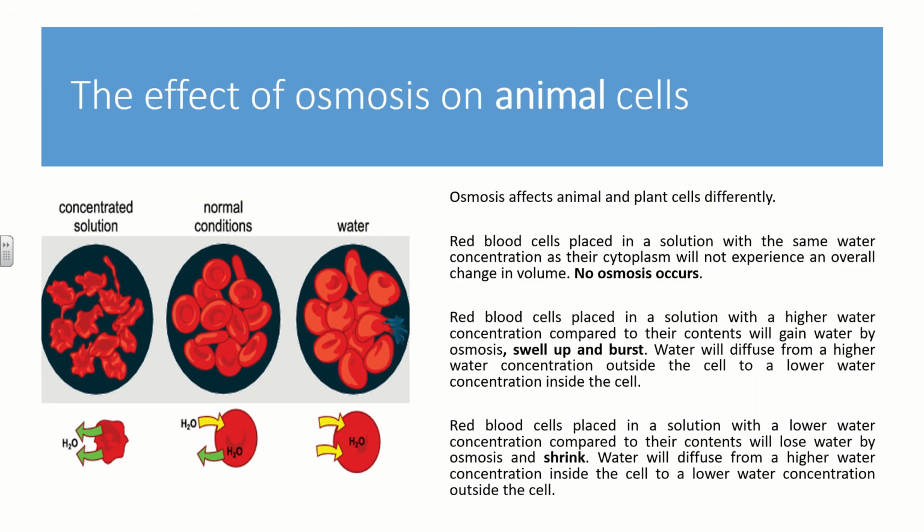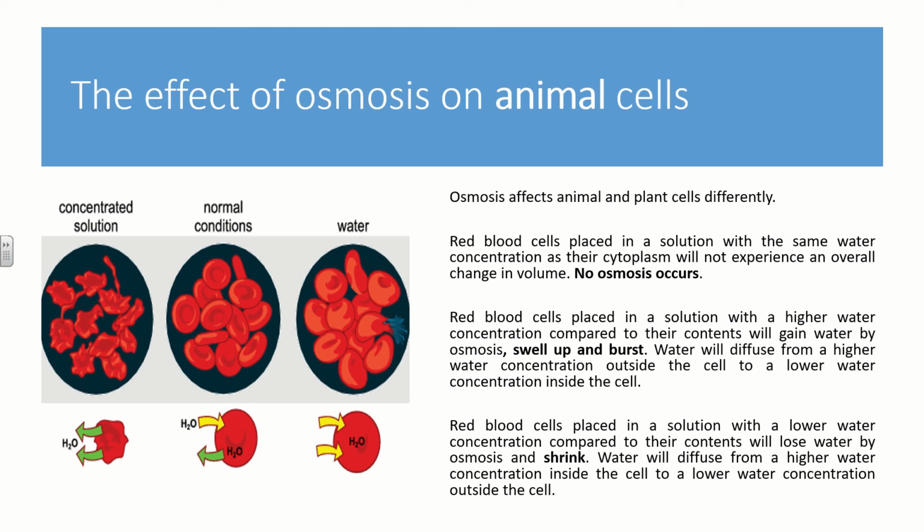Osmosis affects animal and plant cells differently. An animal cell placed in a solution with a higher water concentration compared to its cytoplasm, such as pure water, will gain water by osmosis. This will cause the red blood cells to swell up and burst. An animal cell placed in a solution with a lower water concentration compared to its cytoplasm, such as a strong salt solution, will lose water by osmosis and shrink.